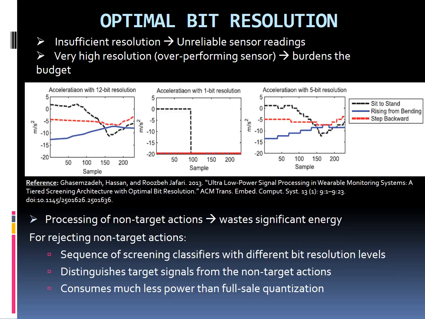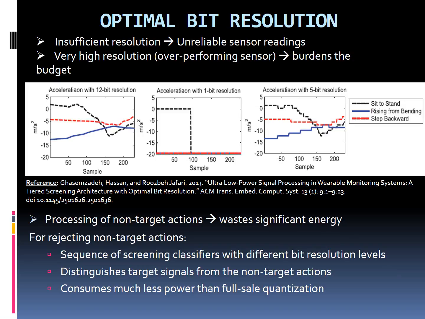I've taken this graph from a paper for illustration purposes. This graph shows raw sensor readings indicating patient activities. Let's assume the rising from bending as our action of interest, and the other two actions, sit to stand and step backward, are taken as non-target ones. Now, let's assume two classifiers with 1 bit and 5 bit resolutions as shown in the middle and right graphs.